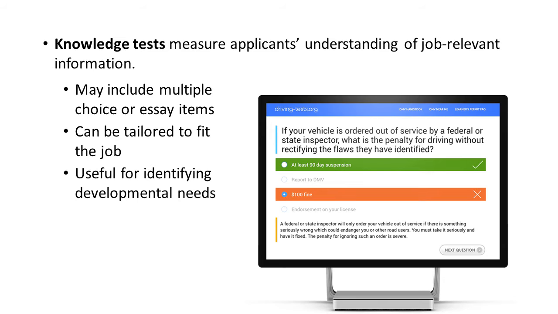Knowledge tests measure applicants' understanding of the job and the information needed to do the job well. These tests assess declarative knowledge, knowing what, and procedural knowledge, knowing how, using multiple choice and essay items that are tailored to the job.